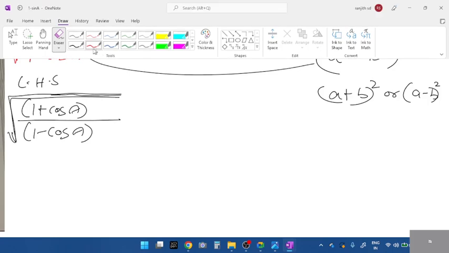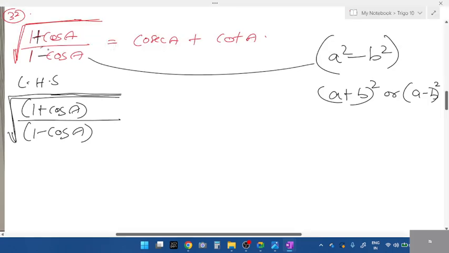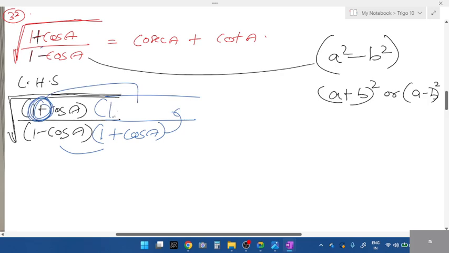Left hand side or right hand side, whenever root is given, take that side and solve it. Now, next step. In the denominator, we need the a plus b into a minus b concept. So if 1 minus cos a is given, what is the opposite of 1 minus? I should multiply with 1 plus cos a. The same thing I have to write in the numerator.